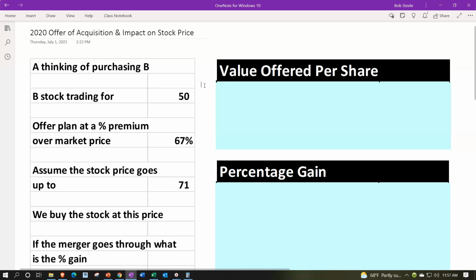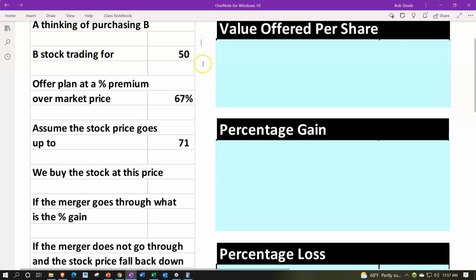So our scenario: A is thinking of purchasing B. We're thinking of these two separate companies, and the B stock is currently trading at $50. The offer is planned at a % premium over the market price, meaning the offer is going to be for 67% over the market price of B. So in other words, A is offering 67% over the $50 B stock price, remembering that when we think about the value of the company on a market basis, we can basically take that $50 and multiply it times the number of shares that are out there. That's what the market is currently valuing these shares at.